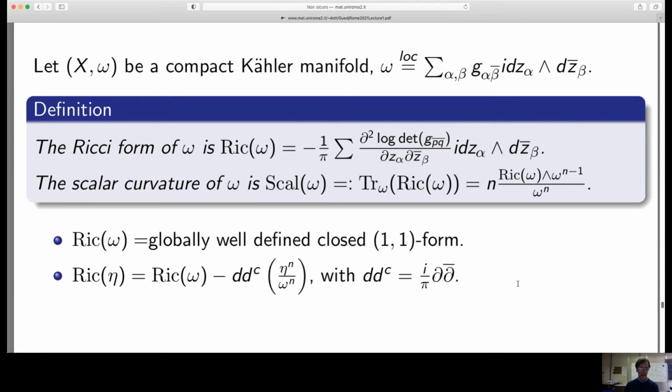Okay. We stopped at this point where I observed that if you have two Kahler forms eta and omega, then the Ricci of eta and the Ricci of omega define the same cohomology class.